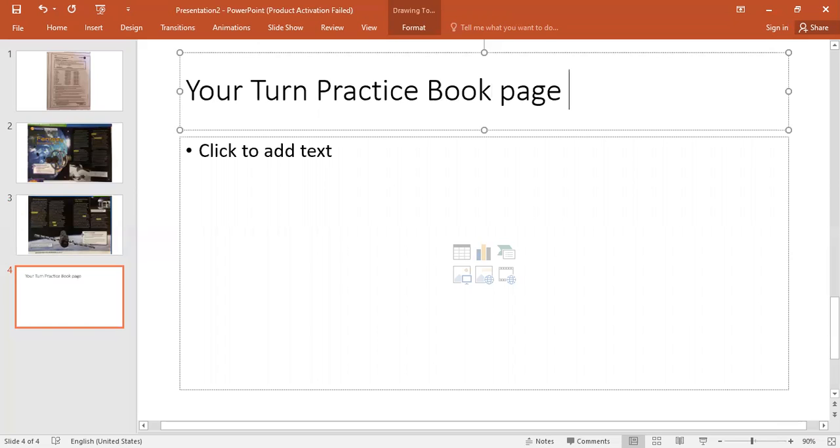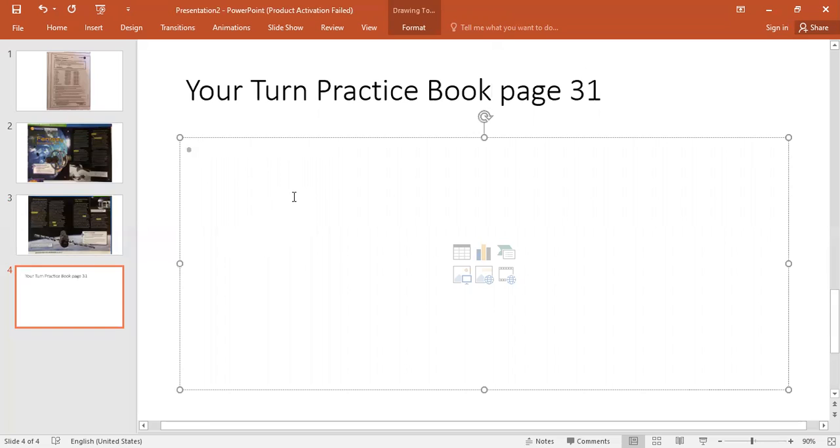All right, so we're going to write a complete sentence to answer the questions on this page, and in the answers, be sure to use the vocabulary words in bold. This is Your Turn Practice Workbook, page 31. Please pause the video and get your practice workbook if you do not have it with you.